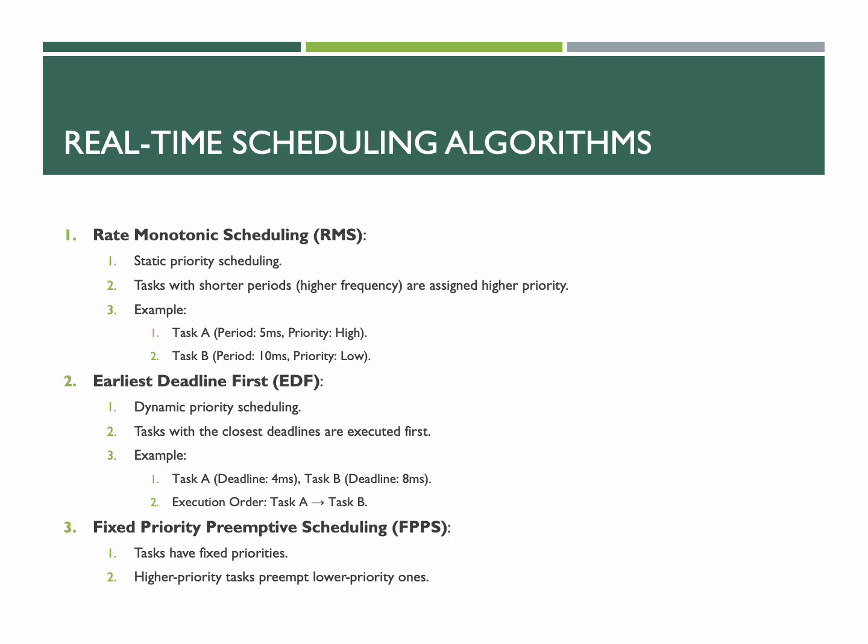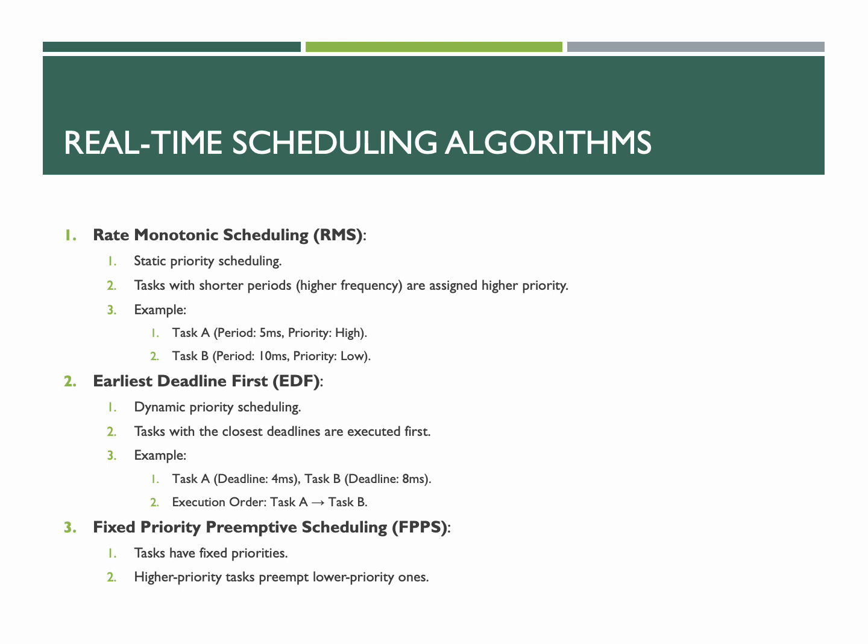Okay, now we'll see some real-time algorithms. To ensure tasks in real-time systems are executed within their time constraints, specific scheduling algorithms are used. Now, let's see. The first one is rate monotonic scheduling, RMS. RMS is a static priority scheduling algorithm where tasks are assigned priorities based on their periods. So, tasks with shorter periods, meaning higher frequency, are assigned higher priority.